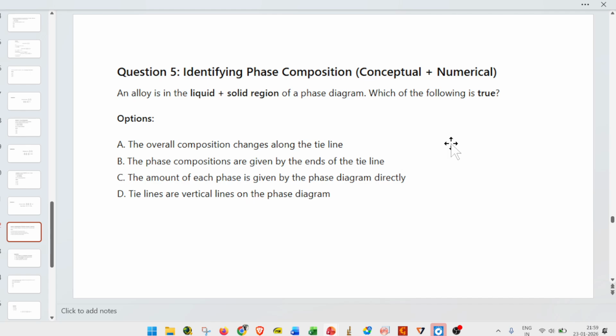An alloy is in the liquid plus solid region of the phase diagram. Which of the following is true? The overall composition changes along the tie line. The phase compositions are given by the ends of the tie line. The amount of each phase is given by the phase diagram directly. The tie lines are vertical lines on the phase diagram.